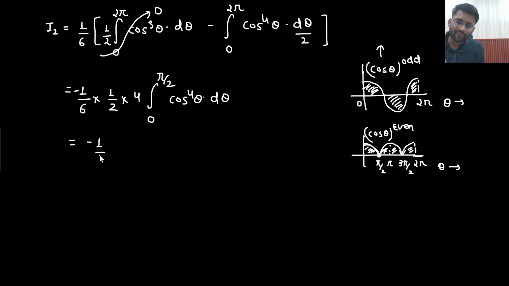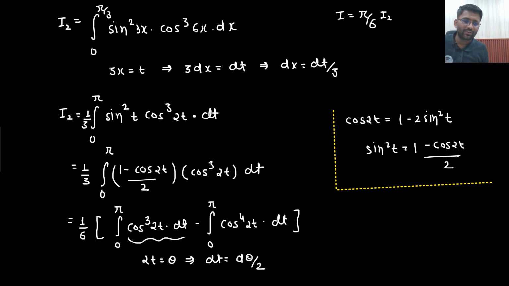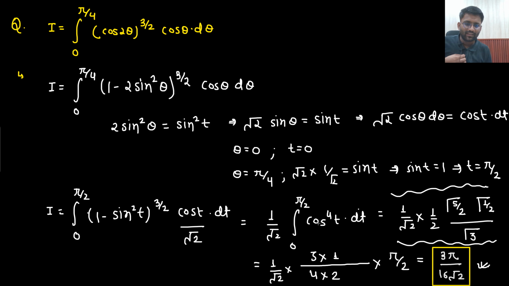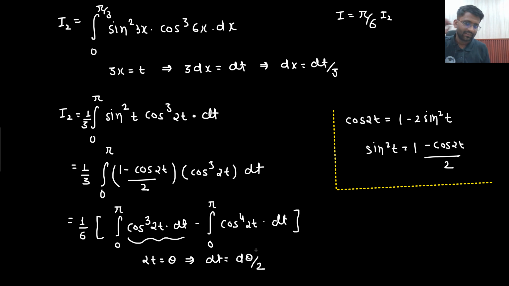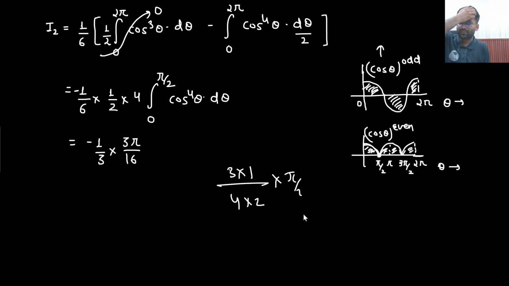Minus 1 by 3, multiply with the integral of cos to the power 4 theta d theta. I have already solved this here, so it will come out to be 3 pi by 16. This is 3 pi by 16, because we have already solved it. 4 here, 2 here, 3 here, 1 here, 3, then pi by 2. Yeah, 3 pi by 16.